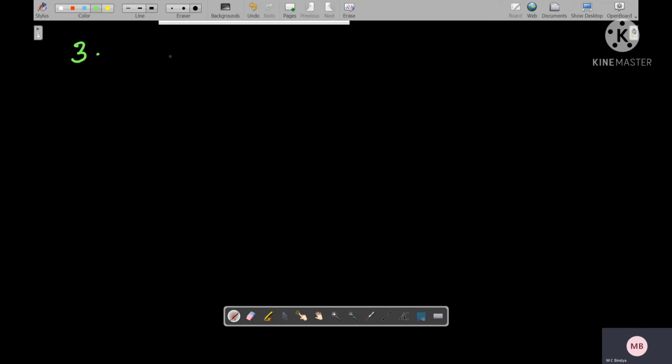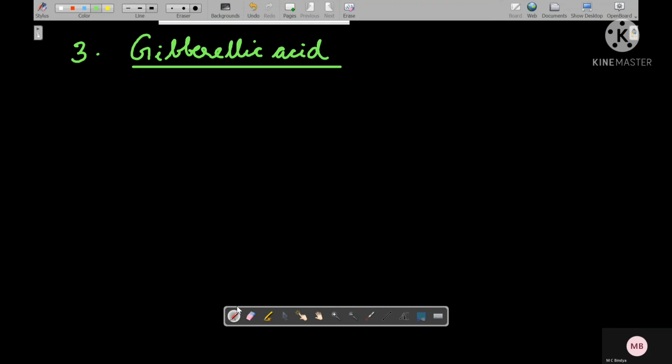The third type of phytohormone, gibberellic acid, which is also a growth promoter. Gibberellic acid is derived from terpenes. Terpenes or turpentine, they are kind of resins which exudes out of some trees like palm trees, and they are used for varnishing, polishing.